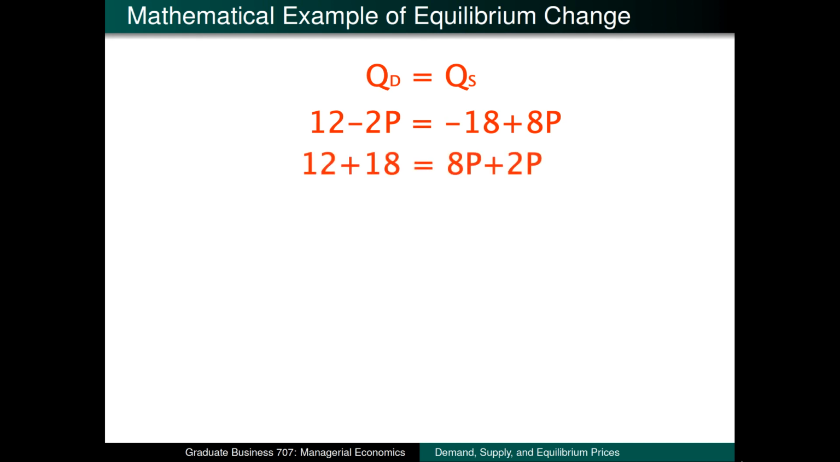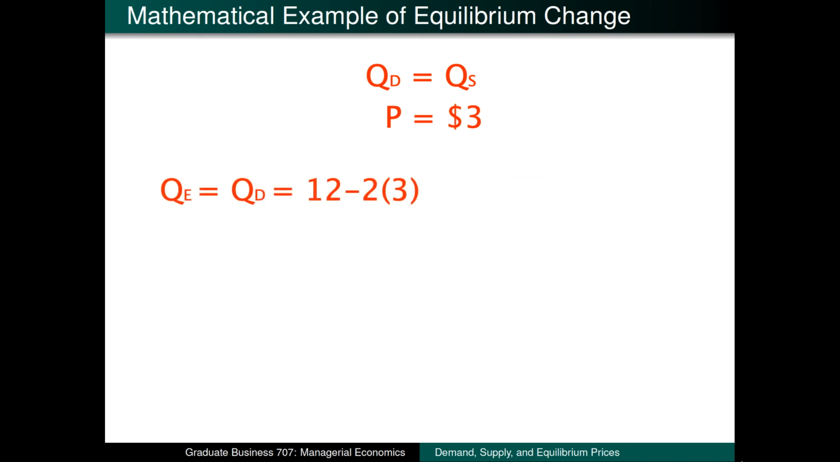Moving the negative 2P to the right-hand side and the negative 18 to the left-hand side, we get that 30 is equal to 10P. Solving for P, we now get that the equilibrium price is 30 divided by 10, or $3. Plugging $3 into the new demand function, the equilibrium quantity QE is equal to the quantity demanded, which is 12 minus 2 times 3, or 12 minus 6, which is equal to 6.